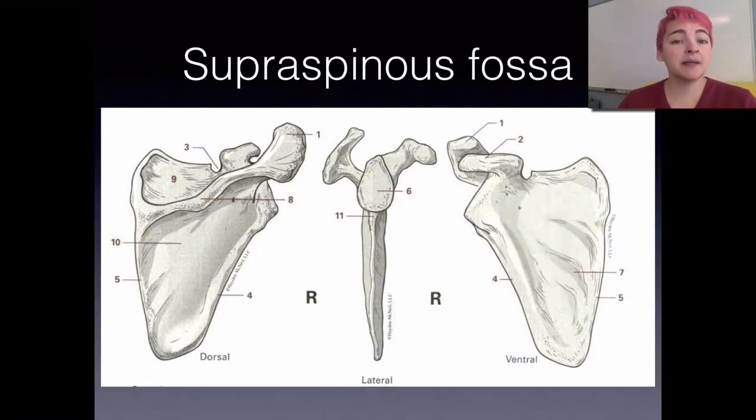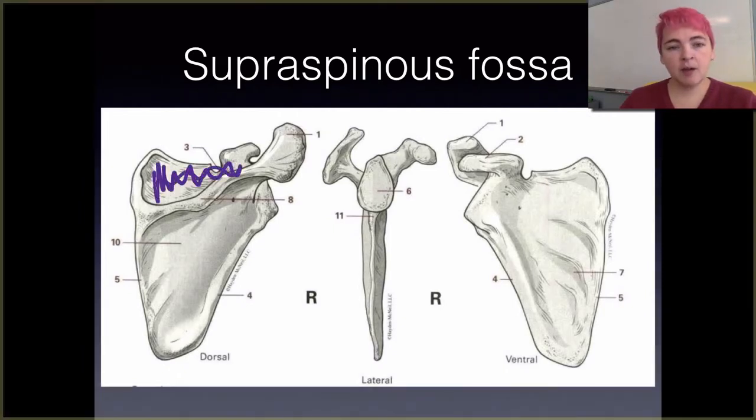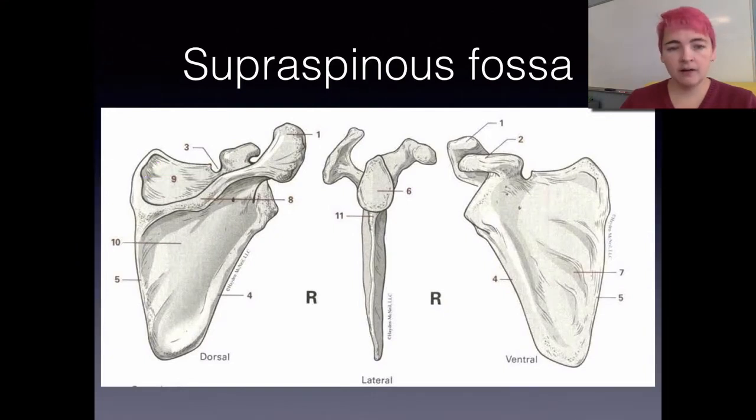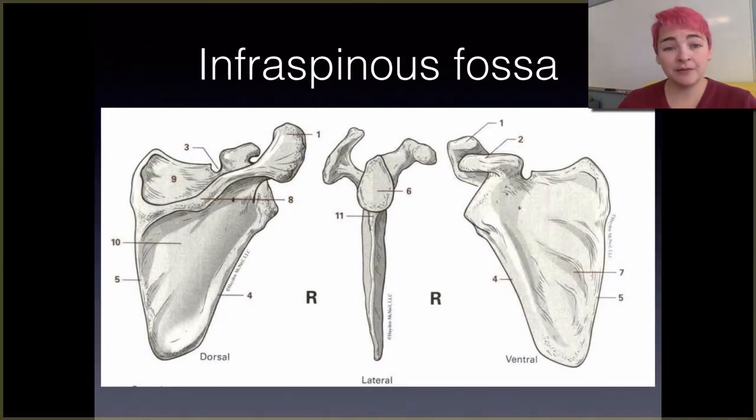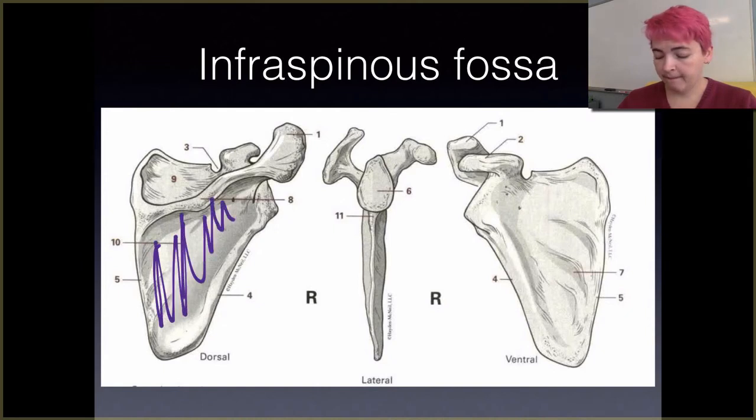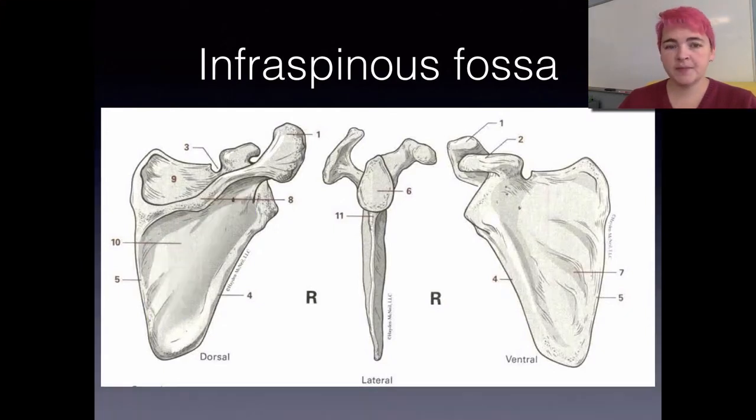Supraspinous, supra means above, so it's going to be above the spine. That would be here. It is a smaller fossa. Again, there's going to be muscle lying here. Infraspinous fossa, so infra means below. It is here, so it is below the spine of the scapula.